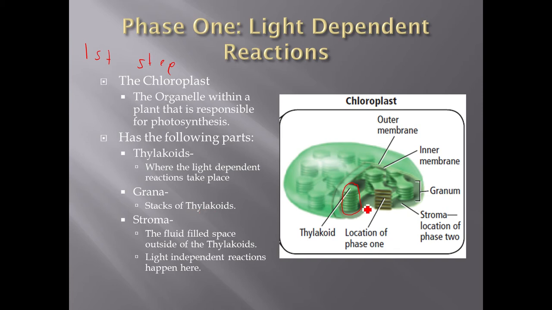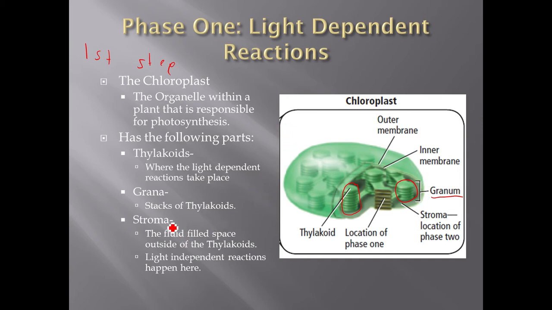Now, a collection of thylakoids is called a granum. So, when you see a collection of these thylakoids, like you see right here, or here, or here, a collection of these is called a granum. And if I ever mention the word granum, you need to know that I mean it's a stack of thylakoids.